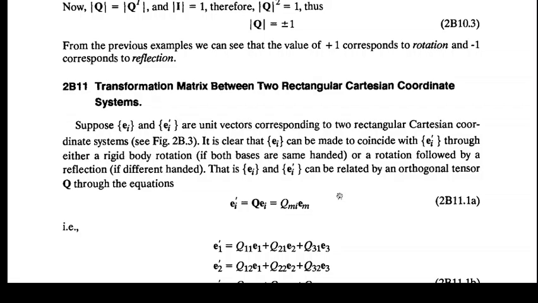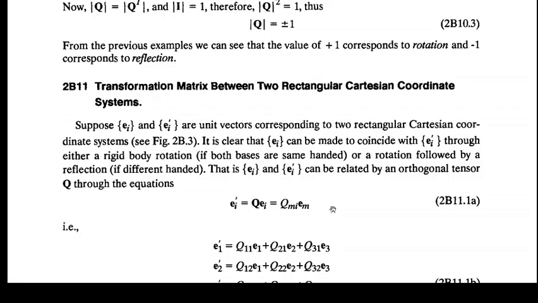And we have seen that the matrix related with rotation and reflection is, in both cases, an orthogonal matrix. Now we will write this equation relating both the bases: Q is acting on Ei and giving us Ei dash. When the orthogonal tensor Q acts on the base vector Ei, it gives us Ei dash.